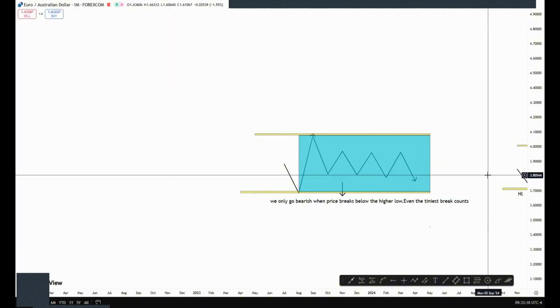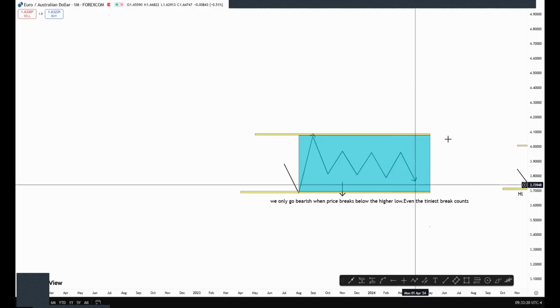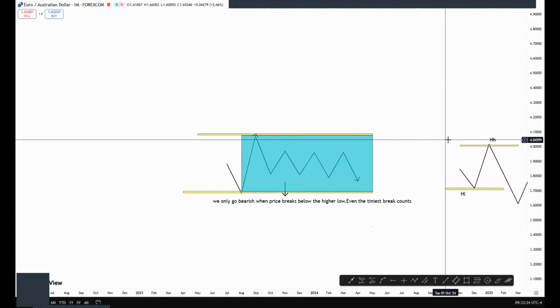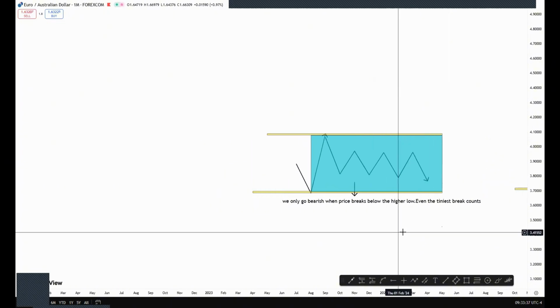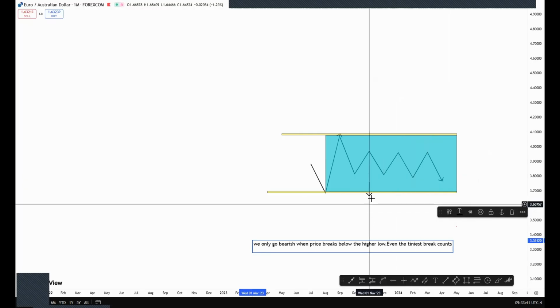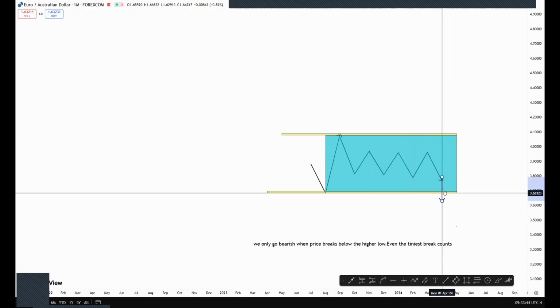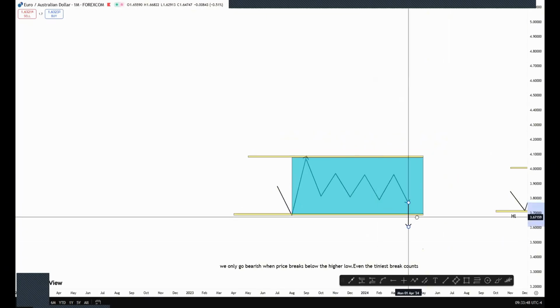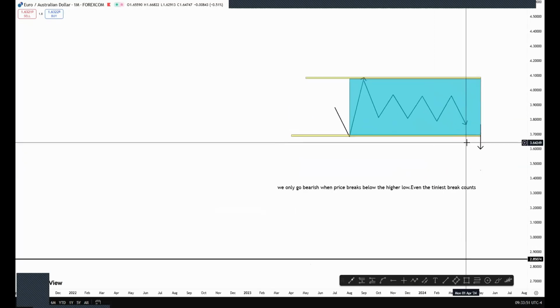Then this means that whatever price is doing here, price wants to give us either a new higher high and a new higher low. Okay. So the moment we get the tiniest break at this point here, price will now shift to bearish. Okay. Price will then shift to bearish.